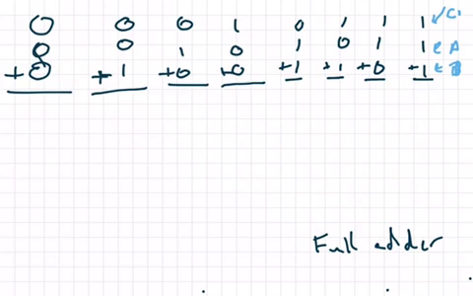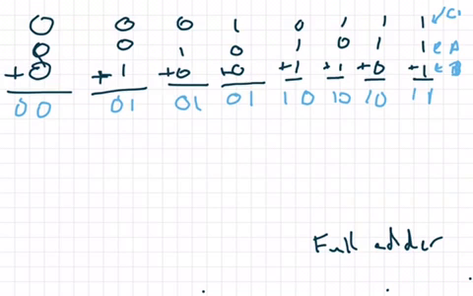So this would be 0 plus 0 plus 0, which would be 0, carry 0. 0 plus 1 would be 1, carry 0. All 3 of these are the same. And then 1 plus 1 is 0, carry 1. So all 3 of these are the same. And then 1 plus 1 plus 1, 1 plus 1 is 0, plus 1 is 1, and we had to carry out a 1. So those are all of our possible combinations.